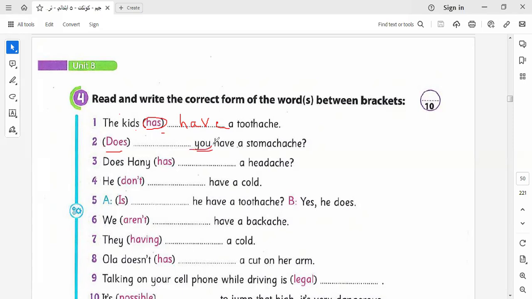So we have here you. So I replace does with do. Does Hani have a headache? Why have? Because when we have does, or did in the past form, the verb turns to what? To the base form, to its infinitive form. Does Hani have a headache? He has a cold. He, it will be here doesn't.